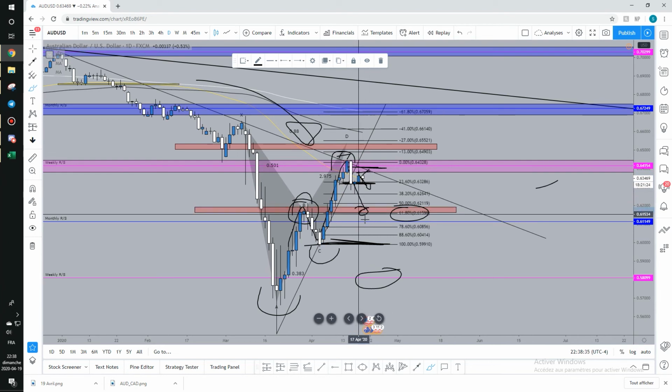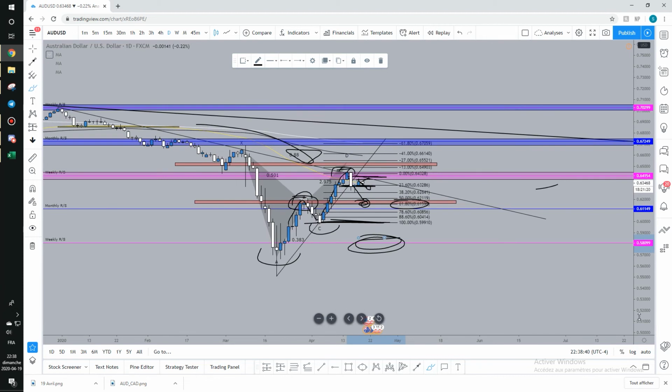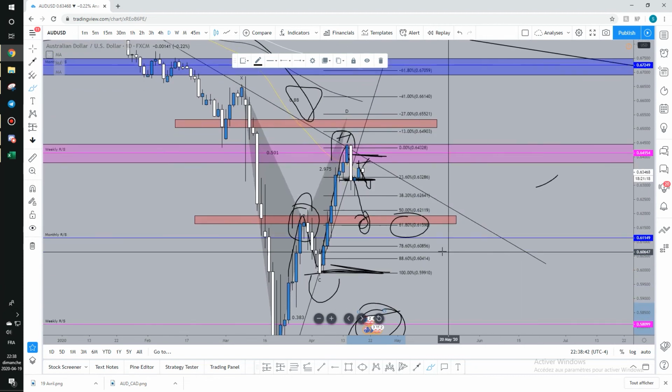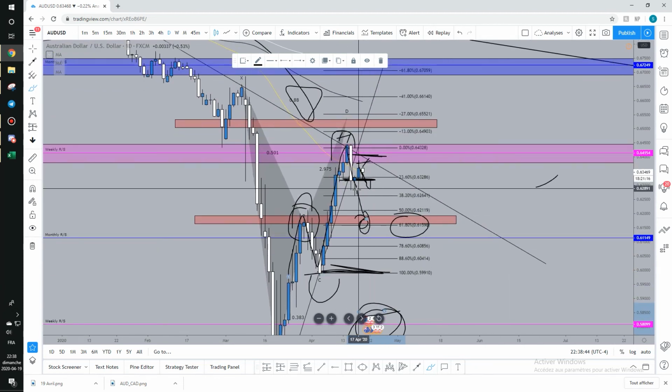So first target will be this one here, second target here, and the other one the minus 27%, minus 41% based off the weekly Fibonacci. So this is for the daily time frame. Now we will go to the 4-hour time frame.